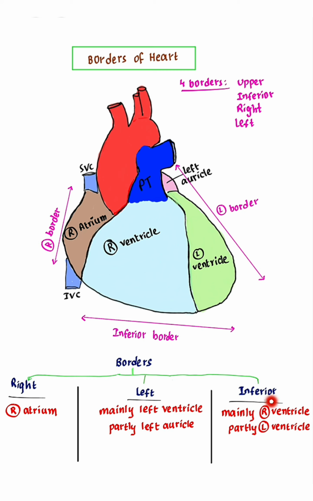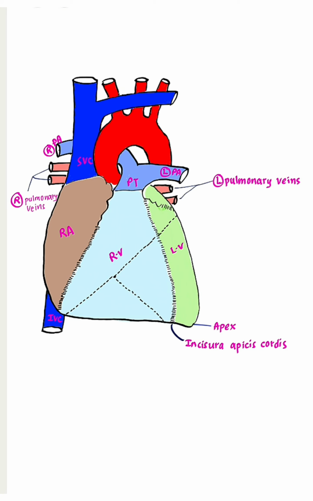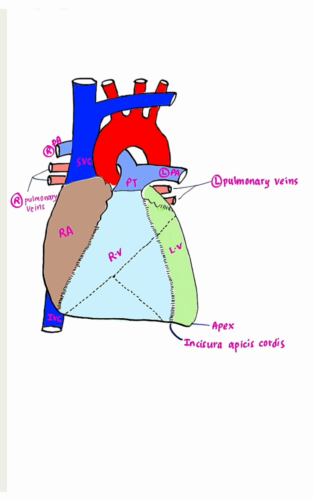Inferior border. Inferior border is nearly horizontal. It extends from inferior vena cava to apex of the heart. It is mainly formed by right ventricle and partly by left ventricle. Incisura apicis cordis is a small notch on the inferior border near the apex of the heart. It gives passage to the anterior interventricular branch of the left coronary artery.